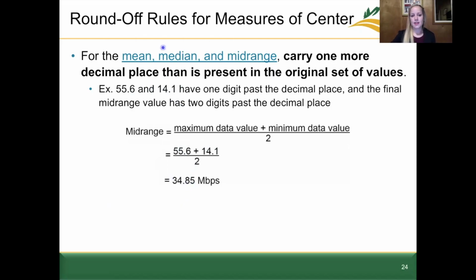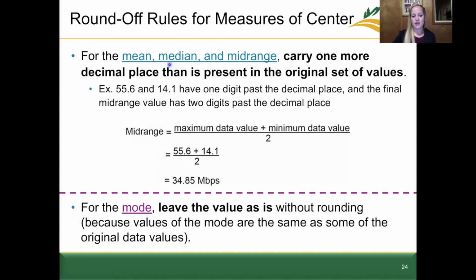Now in this list, you might have noticed that mode is not there. So for the mode, we leave that value as is without rounding. Now this is because values of the mode are the same as some of the original data values. Also importantly here with rounding off, you want to round only your final answer. You don't want to round off intermediate values. For example, here, you wouldn't want to round off 55.6 and 14.1. You want to take this sum, divide by 2, then round off if you need to.